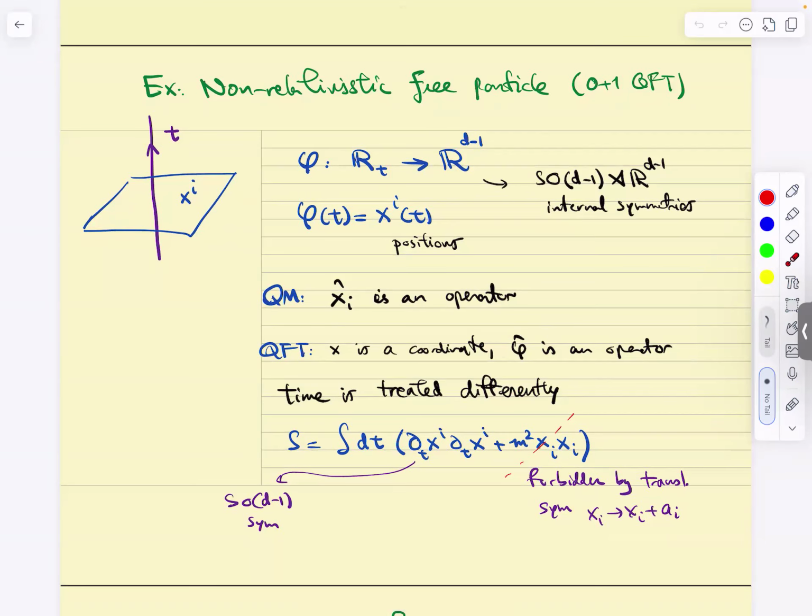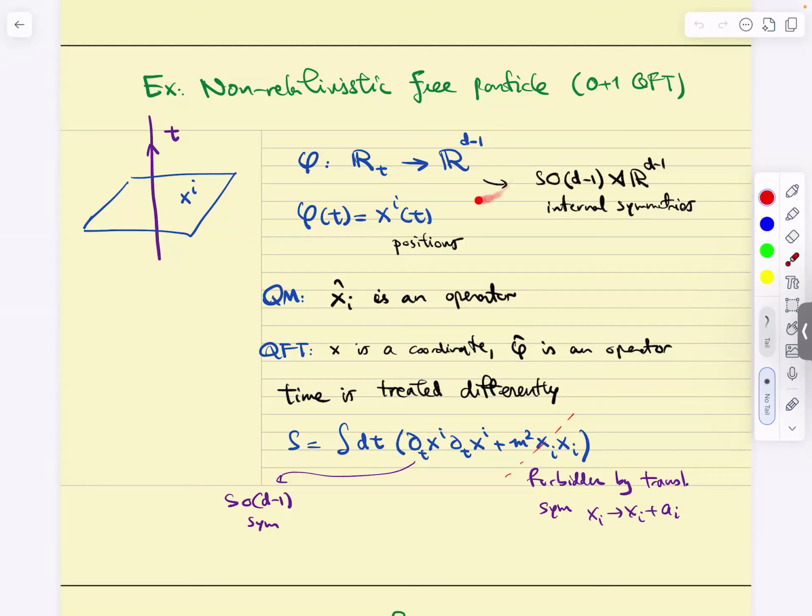Now, in this story that we said, space and time in this picture are treated differently, as is the case for a non-relativistic particle. So why is this a non-relativistic particle? Let's write down the kinetic term. This is now, say, R^(D-1) copies of a scalar field, right? That's what it is. It's a vector field.